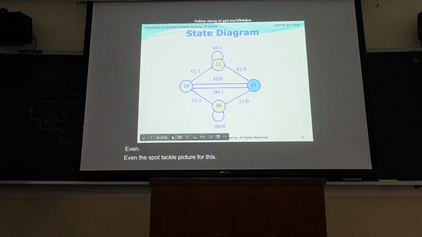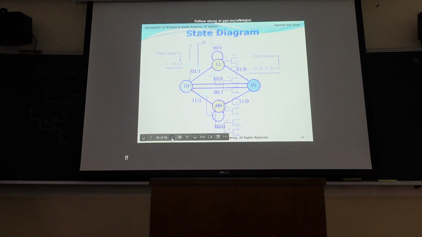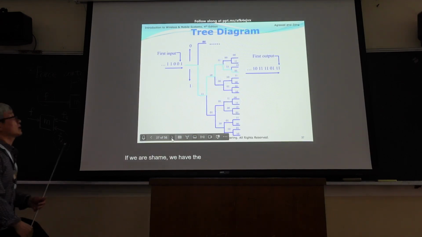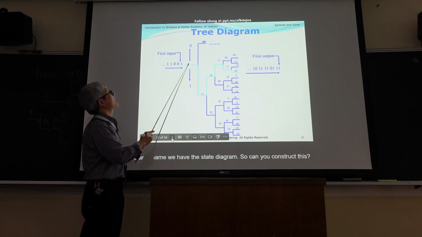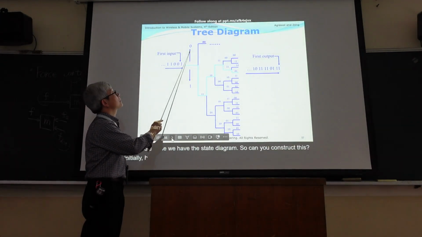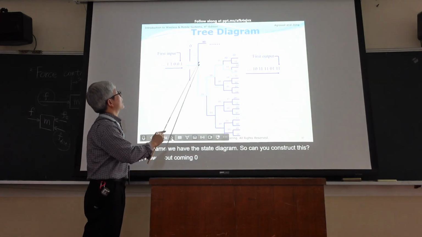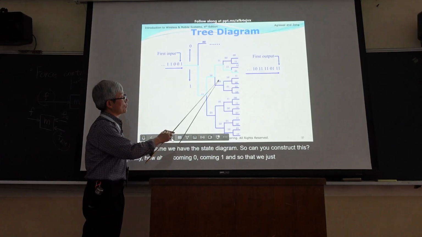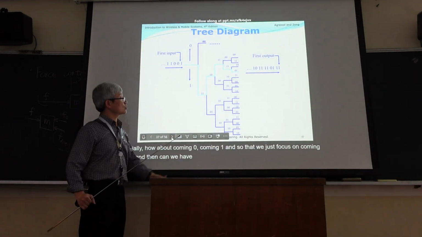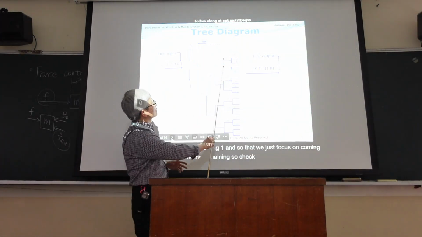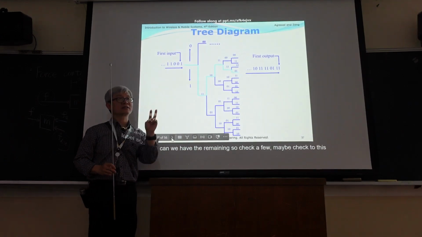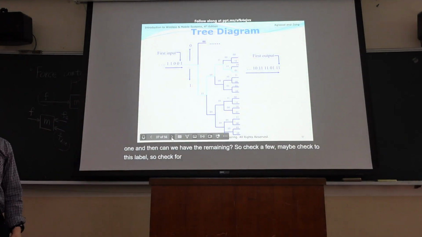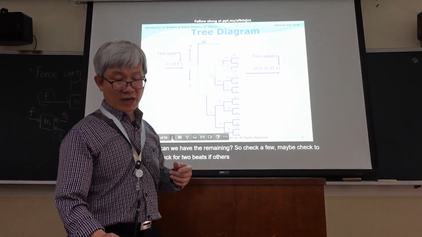Alright, so if we have the state diagram, can you construct this? Initially, how about timing 0, timing 1? So we just focus on timing 1 and then can we have the remaining ones? So check a few, maybe check to this level. Check for 2 bits. If everything is okay, then this is the tree diagram.